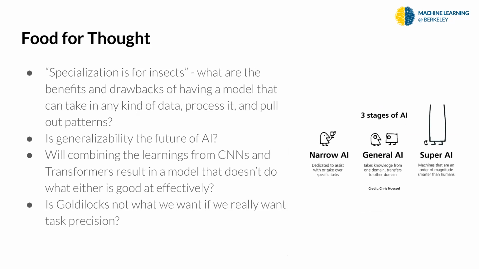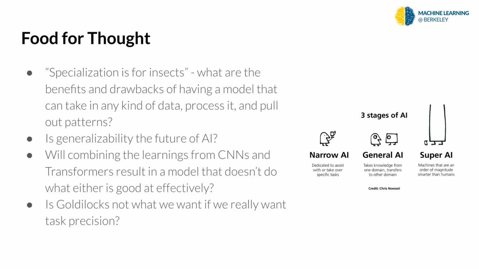What are the benefits and drawbacks of having a model that can take in any kind of data, process it, understand patterns, similar to what our human brain does, right? We're able to understand so many different modalities. We're able to have knowledge that spans a breadth of things. Is generalizability the future of AI? Well, combining the learnings from CNNs and transformers results in a model that doesn't do what either is good at effectively.